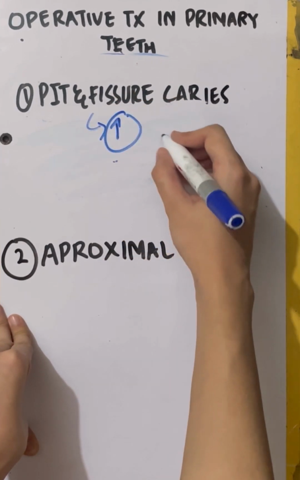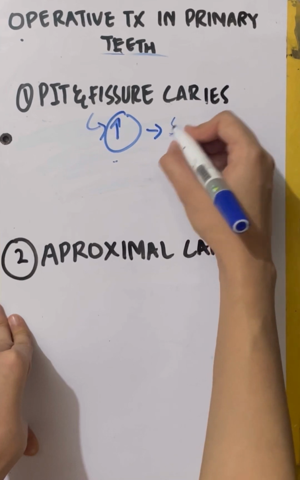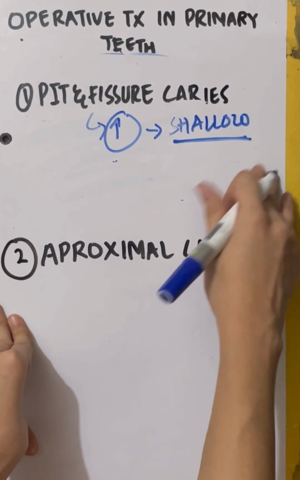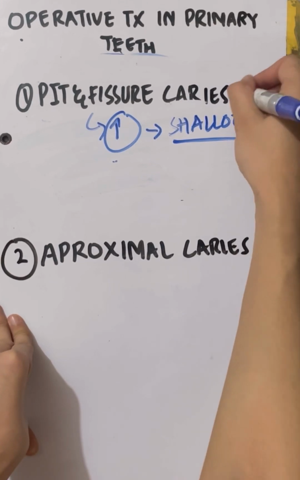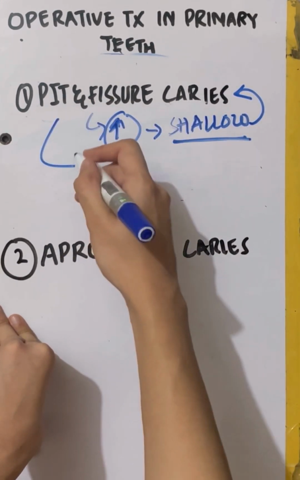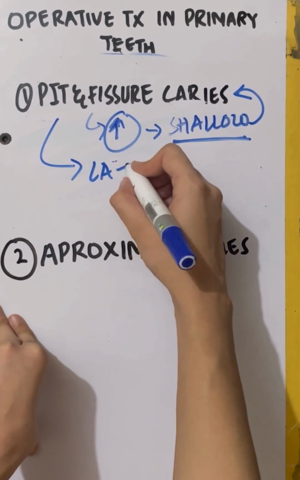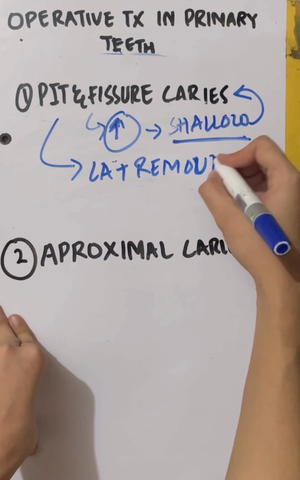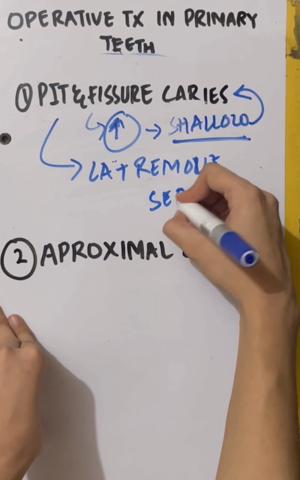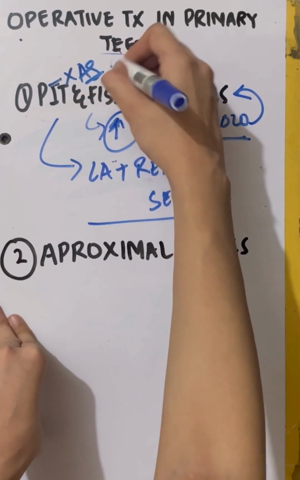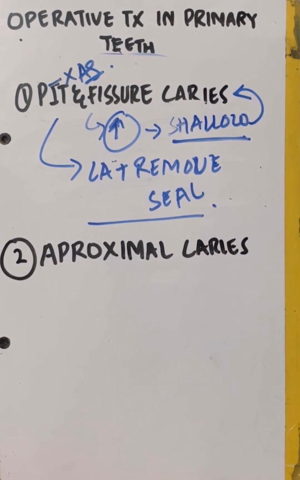Why? Because in primary teeth the pit and fissure caries are shallow, so there are normally no chances of caries to develop. But if the caries are developing, that means the child is at a high caries risk. So what we will do, first we will provide LA, then we will remove the caries, and then we will seal the tooth. But we will not use amalgam for pit and fissure caries in a primary child.